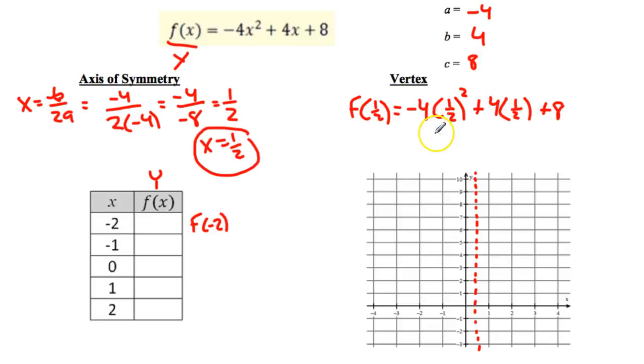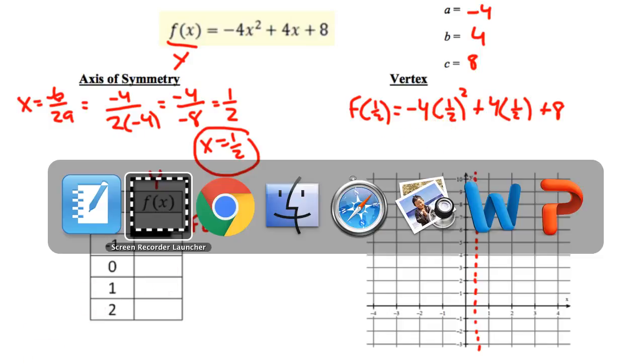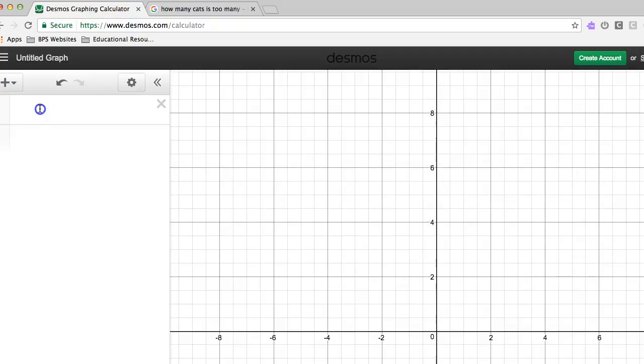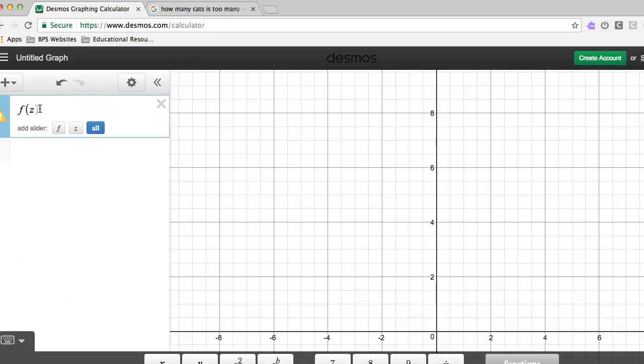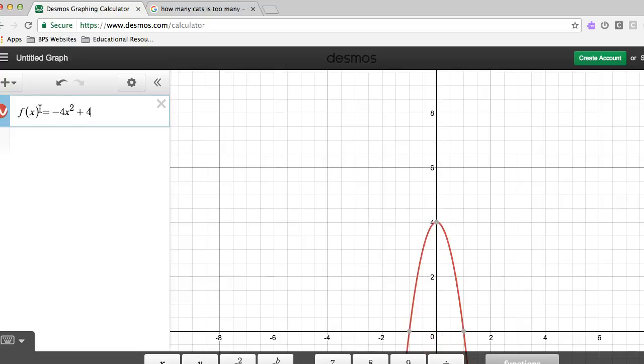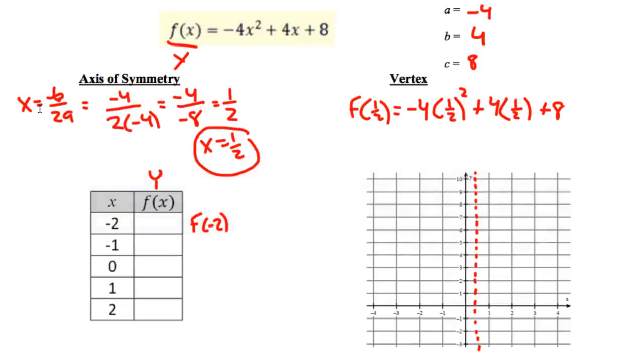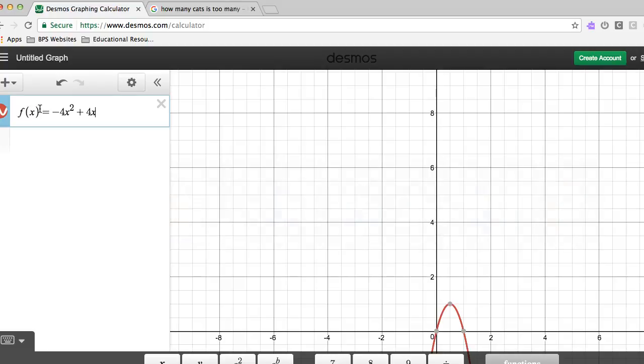But let's see if we can figure it out in Desmos. So when we graph it, I think you can even write f of x. Check that out. Equals -4x squared plus 4x plus 8. All right, there we go. And let's make a table for this one too.